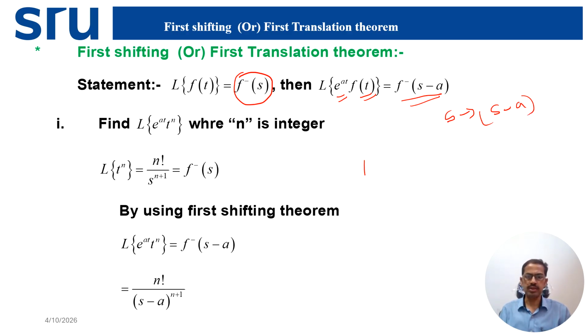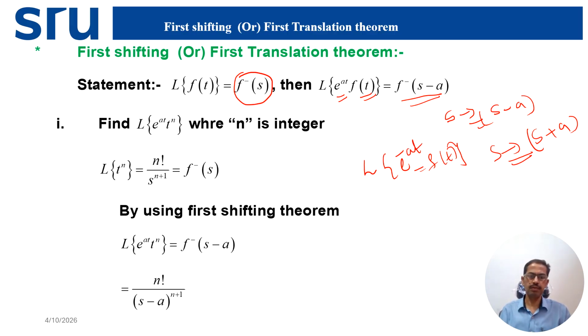If it is the Laplace transform of e to the power of minus at into f of t, what do we write? S is replaced by s plus a. Here, s is replaced by s minus a for e to the power of at. Here, for e to the power of minus at, s is replaced by s plus a. First, you find the Laplace transform of f of t. Then in that, replace s by s minus a if it is e power at. If it is e power minus at, s is replaced by s plus a. This is the first shifting theorem.